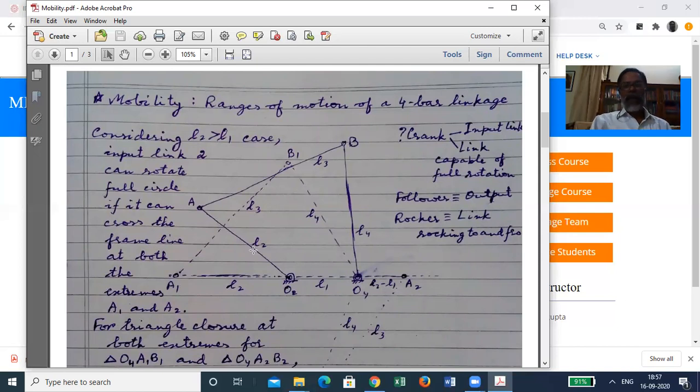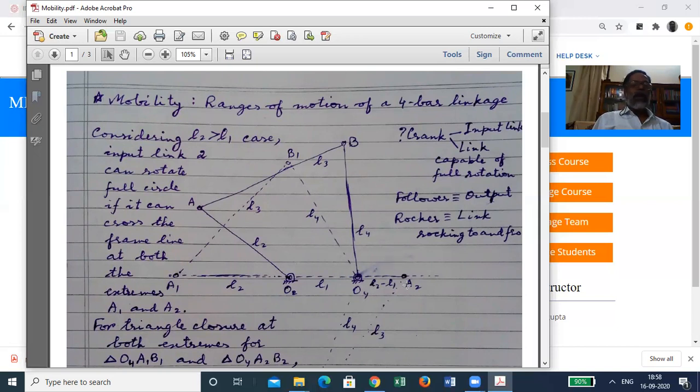Actually, while making this entire document, entire notes, I did that one more round and figured out how that would lead to the same results in a different order. So input link 2 can rotate full circle if it can cross the frame line at both extremes. At the left extreme, A1, and at the right extreme at A2.